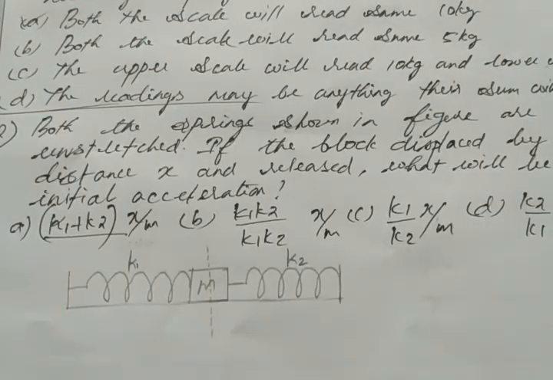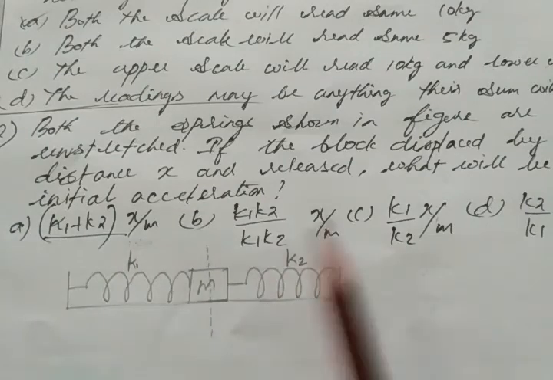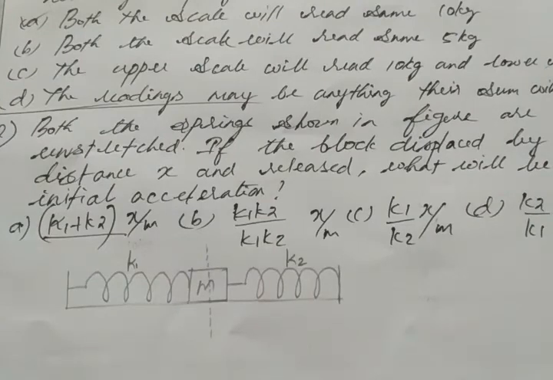Next problem: it is given that both the springs shown in the figure are unstretched. Okay, neither elongated nor compressed. If the block is displaced by a distance x and released, then we displace this block by a distance of x and we release it. Okay, what will be the initial acceleration?